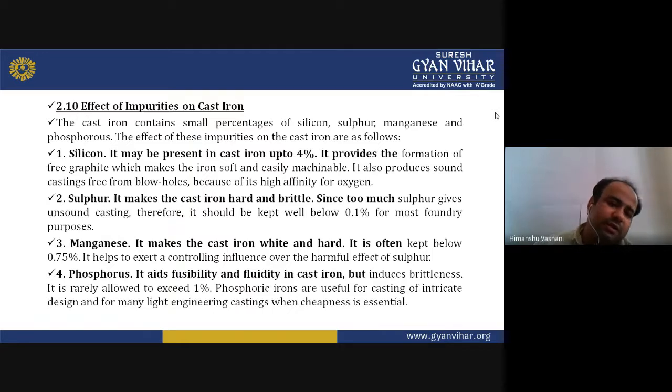The first one is silicon. It may be present in cast iron up to 4%. It promotes the formation of free graphite, which makes the iron soft and easily machinable. We studied this in gray cast iron. It also produces sound castings free from blowholes because of its high affinity for oxygen.